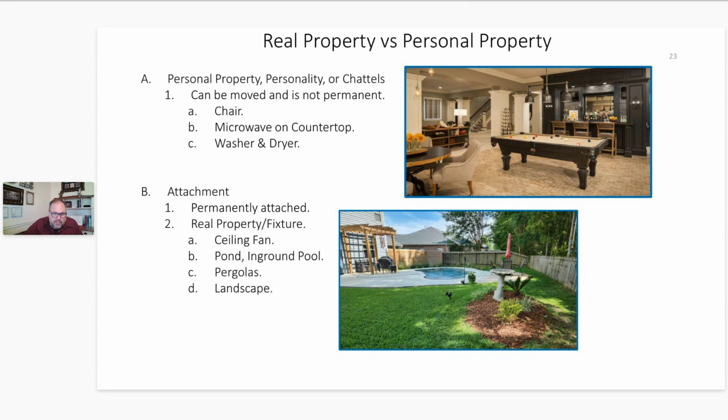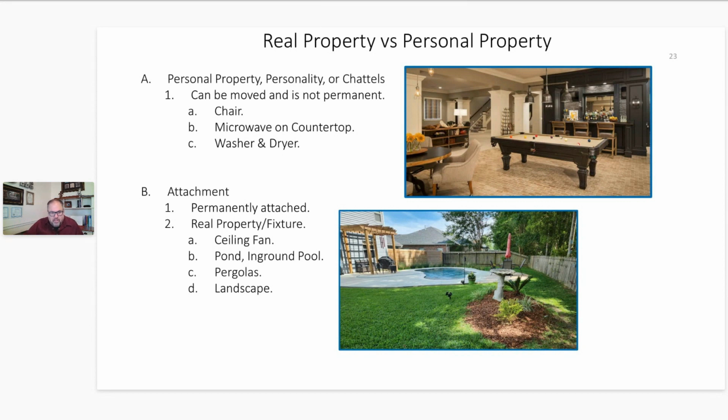Pergolas, you see the pergola in the bottom picture against the house. That pergola is kind of an outdoor structure, it's concreted, it's in the ground. The landscape is all permanent. We talked about perennials or fructus naturales. So you can see the grass and the plants and the trees in the background. Now, you see the bird bath. That's personal property, right?